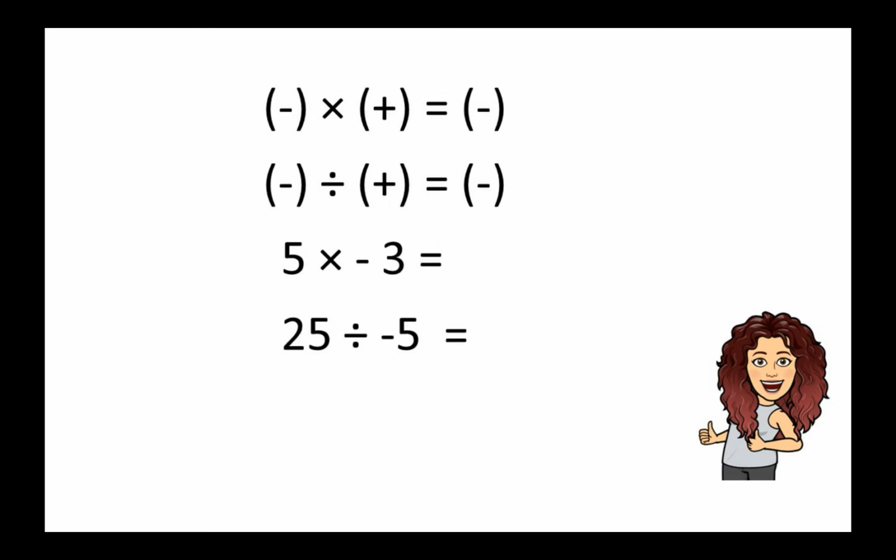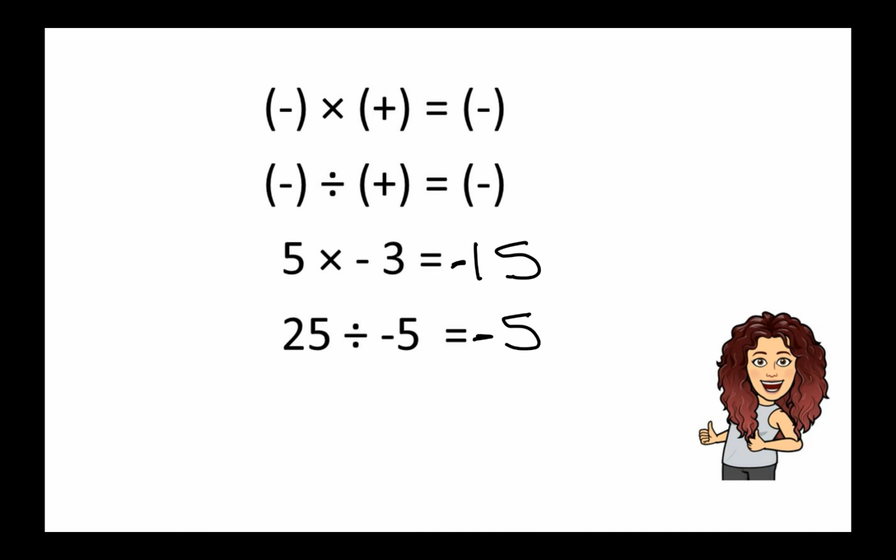And then the last example is negative times positive. So I've got a positive there and a negative there. When I times 5 and 3, it's 15. But my answer will always be negative. Okay, 25 divided by 5, my answer will be 5. But because it's two different symbols, my answer will be negative.